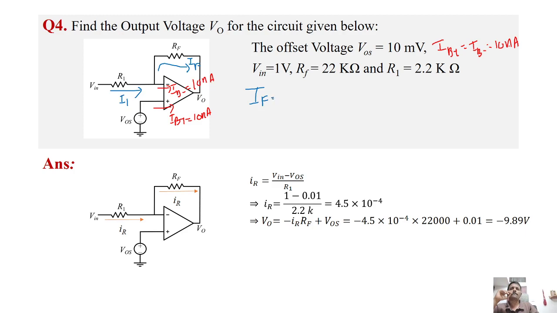IF is equal to I1, and from here some current is flowing inside, right? So that is minus IB minus. So we have to substitute this value. Again, I1 we can find in the same way.